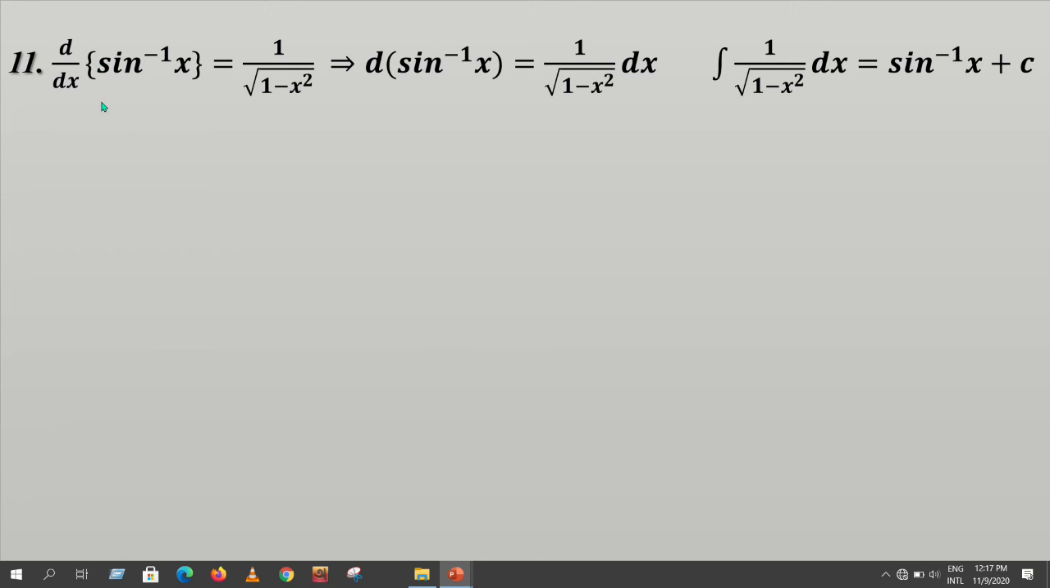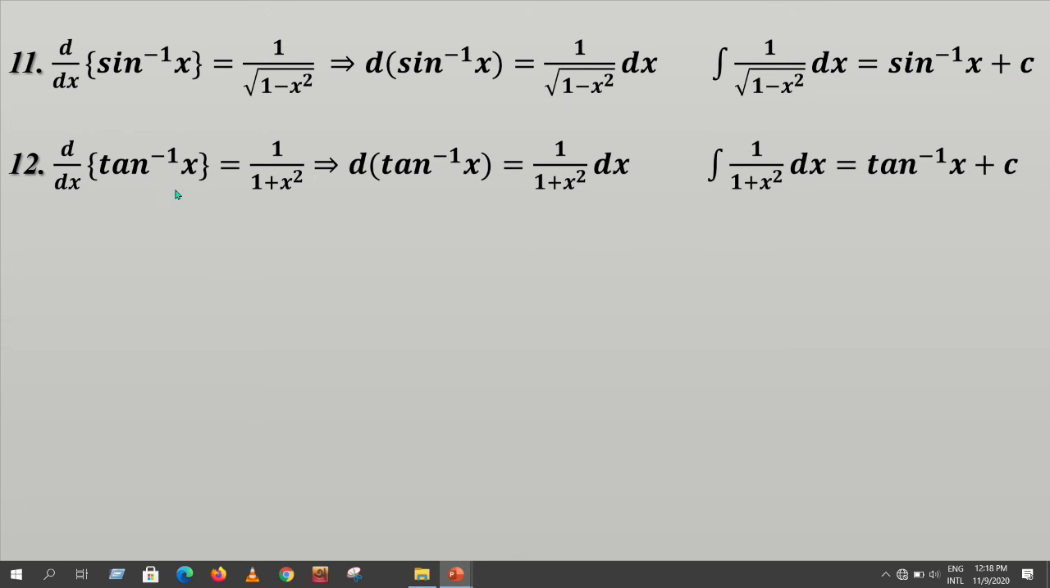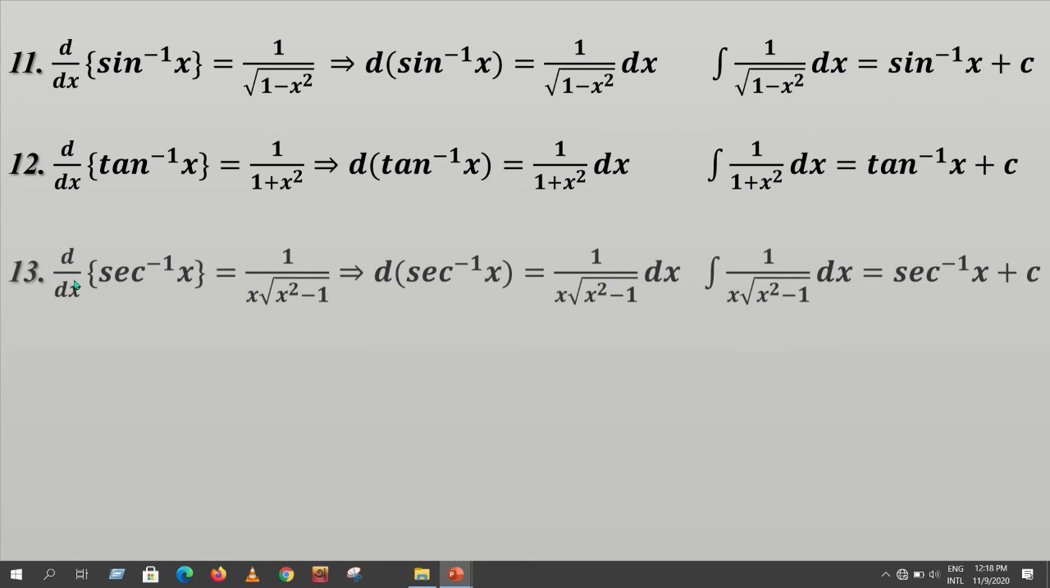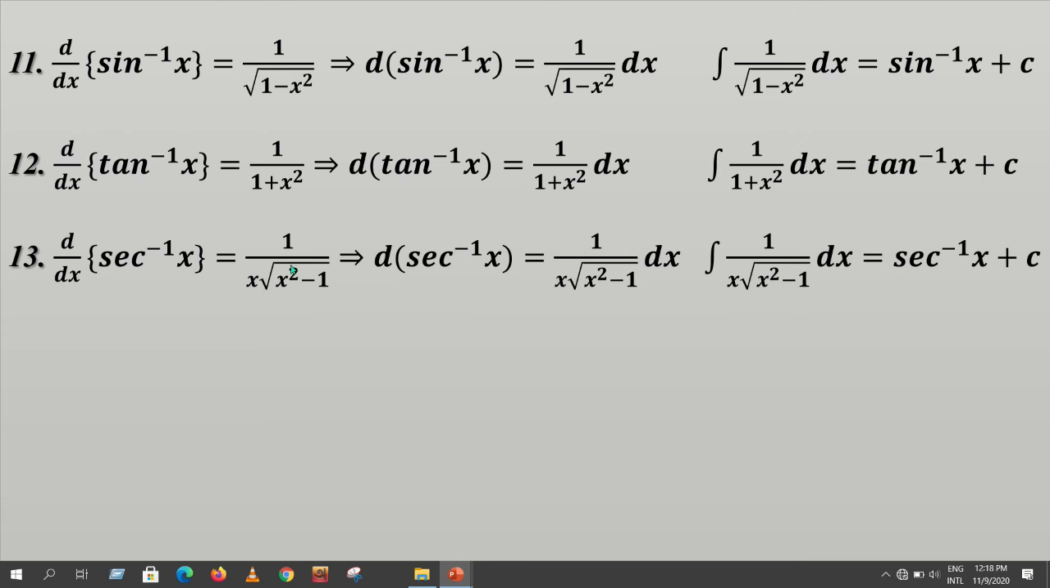Number 11: derivative of sin inverse x equals 1 divided by square root of 1 minus x square. So integration of 1 divided by square root of 1 minus x square equals sin inverse x plus c. Similarly, derivative of tan inverse x equals 1 divided by 1 plus x square. So integration of 1 divided by 1 plus x square equals tan inverse x plus c. And derivative of sec inverse x equals 1 divided by x square root of x square minus 1. Therefore integration of 1 divided by x square root of x square minus 1 equals sec inverse x plus c.